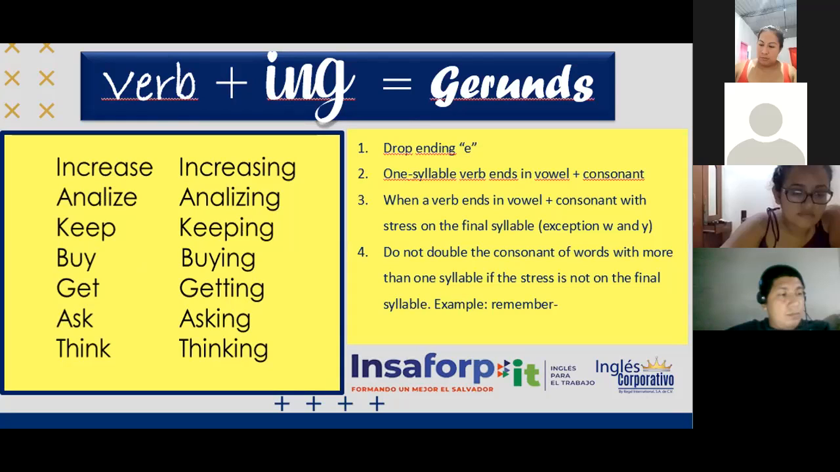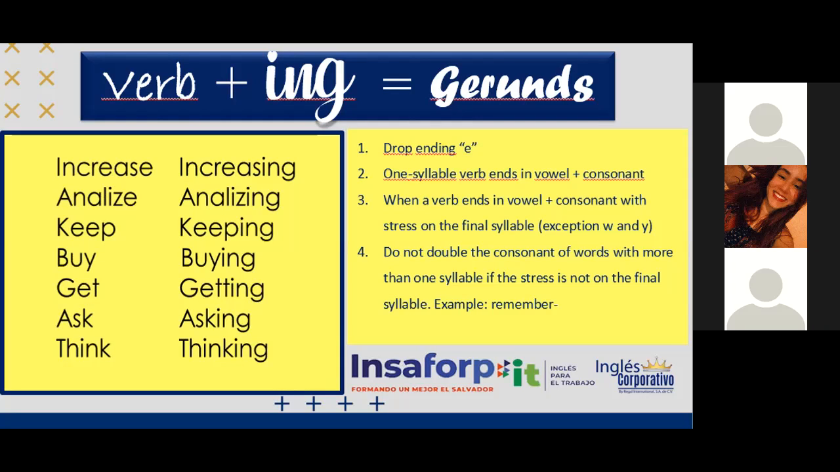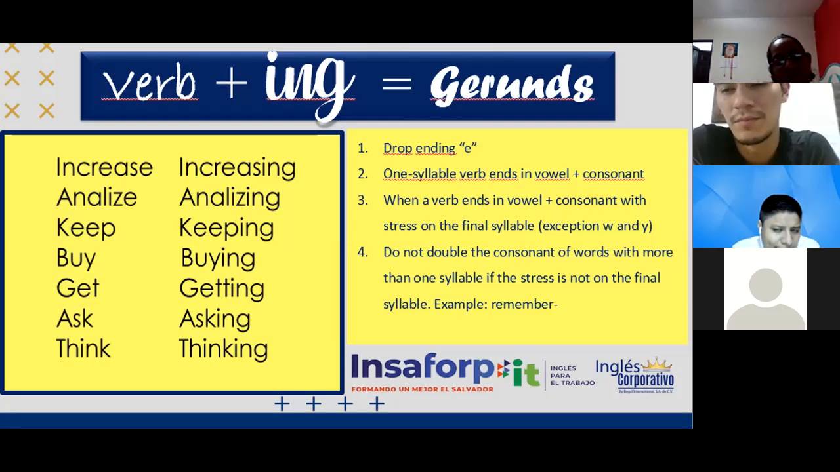Now, Giovanni Ramirez, please. Read all the verbs. Increase, increasing, analyzing, keeping, buy, getting, asking, thinking. Thank you. Kevin, please. Aquí me va a leer todos estos verbos. Increase, increasing, analyze, analyzing, keeping, buying, get, ask, asking, thinking. Thank you, Kevin. Ana Cristina, please.